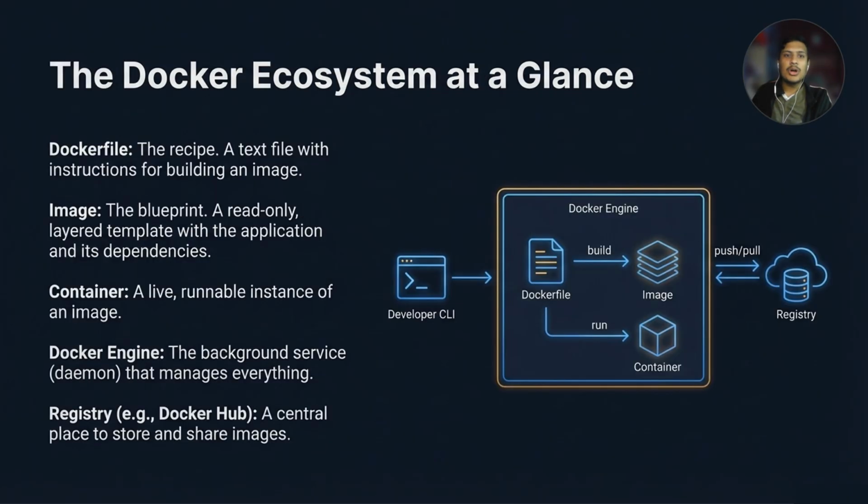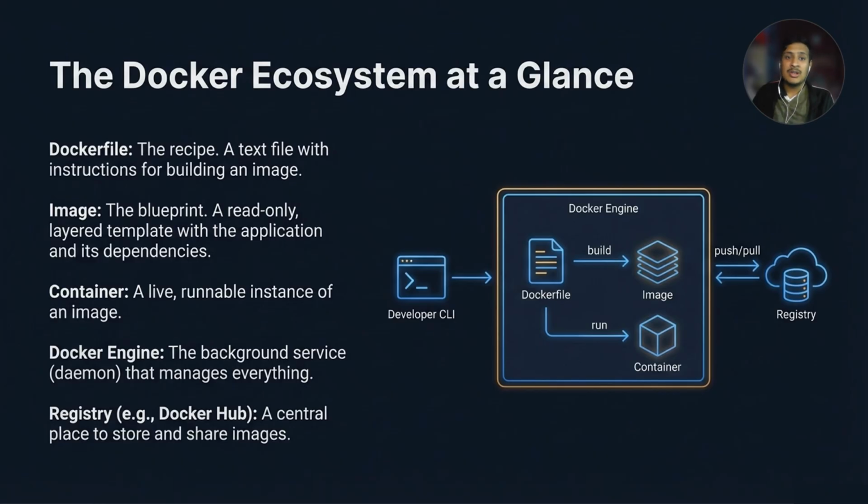Okay. When we talk about Docker, we are talking about an ecosystem of five main components. A Dockerfile, which is the recipe, a simple text file containing the instructions for how to build your application image. Then comes the image, which is a blueprint, a read-only layered template that includes your application code, libraries, and dependencies. From an image, you create a container, which is a live instance of an image. You can have multiple containers running from a single image.